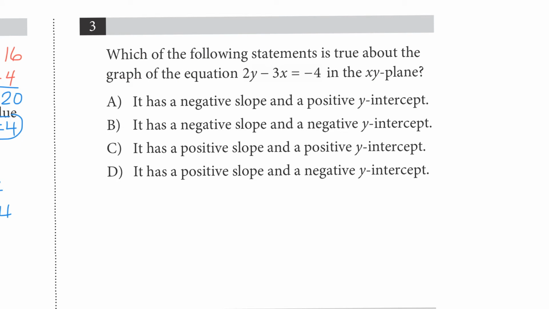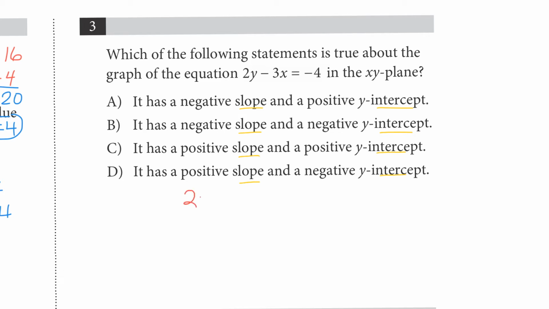Okay, so problem number 3, which of the following statements is true about the graph of the equation 2y minus 3x equals negative 4 in the xy plane? So if you look at the answers, they're asking something about slope and the y-intercept. So that right there tells us that we should rewrite this problem in slope-intercept form and see what kind of slope we have and what kind of y-intercept.